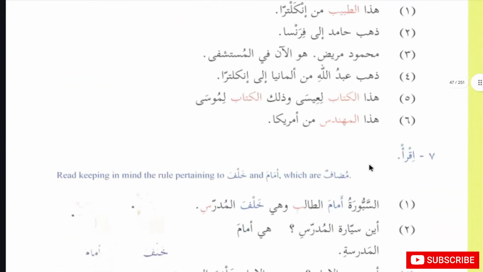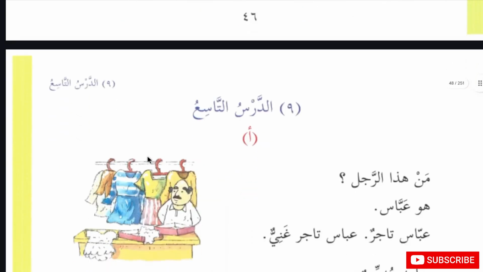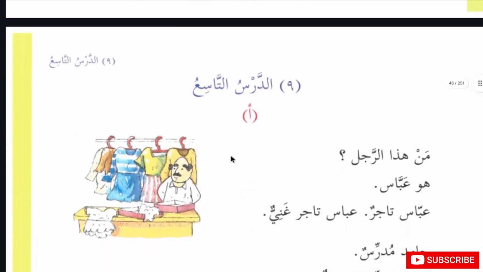Some more practice. الكلمات الجديدة, the new words. المستشفى, hospital, the place where الشفاء, the cure, is sought. Almania, Germany. Inglaterra, England. Switzerland. السكين, knife. France. أمامه, in front of. خلفه, behind. We'll stop there inshallah and continue in the next video.